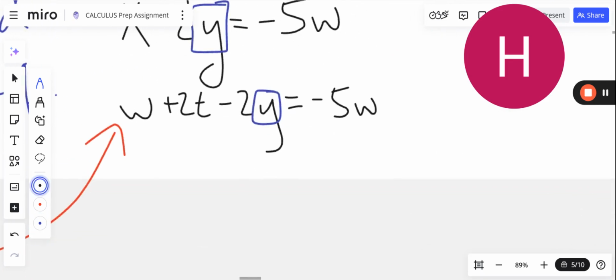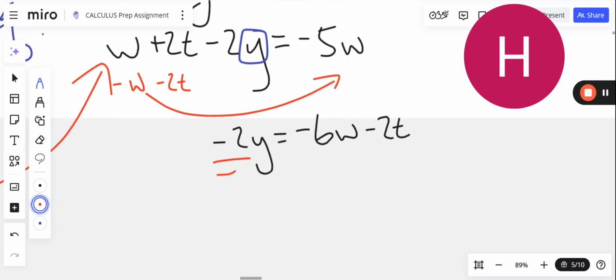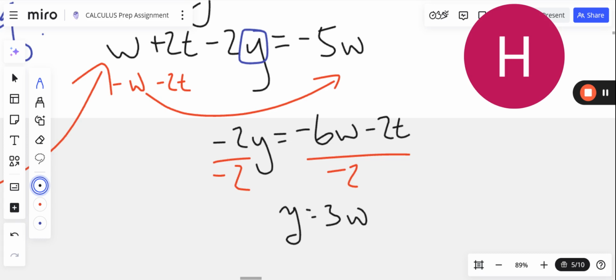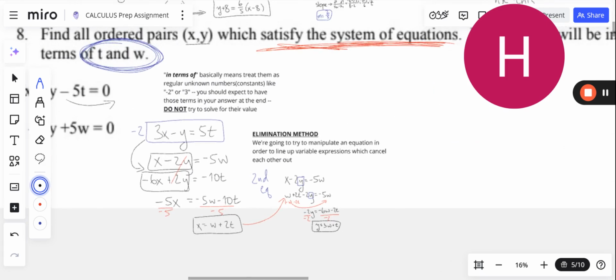Okay, now let's move everything over. We can subtract w, we can subtract 2t, all the way over there. And now we have -2y equals minus 6w minus 2t. And then we can divide everything by -2. And that'll leave us with y equals 3w plus t. And so now we have the solutions, x and y, of the system.